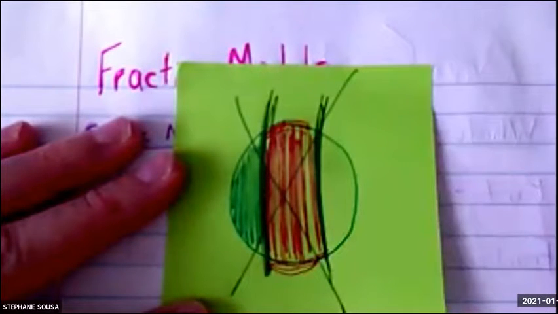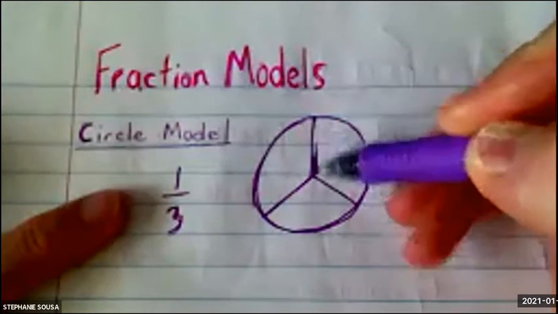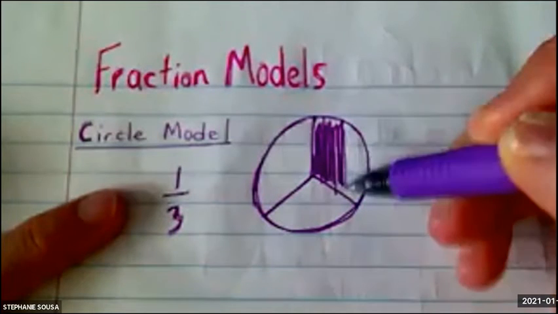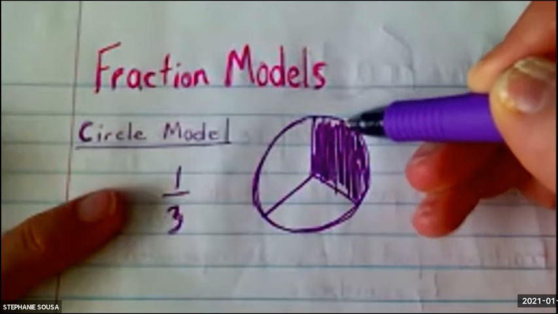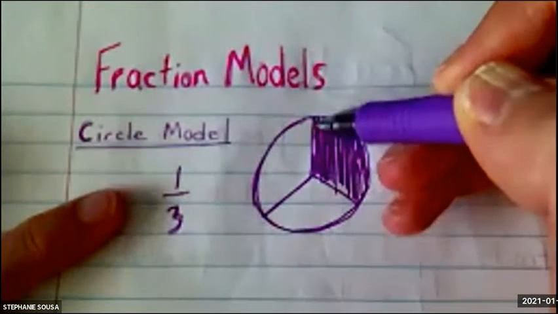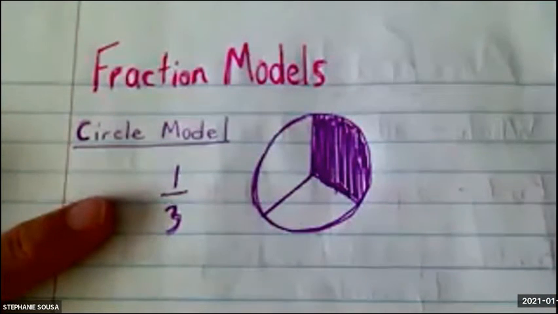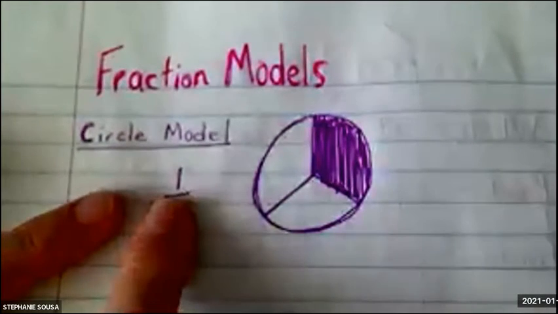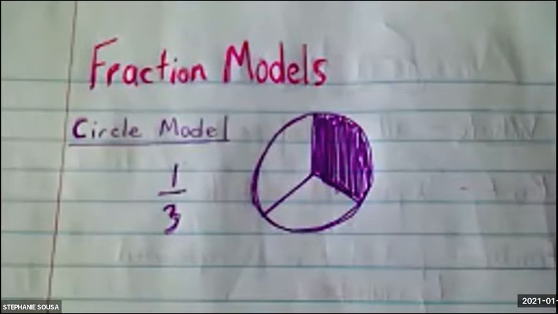Okay. Now, because we said we have 1/3, we're going to shade or color one piece. It doesn't matter what piece you choose. I'm doing the piece on the right side. You might do the bottom piece. You might do the piece on the left, whatever piece you want, but just one of them. Go ahead and color it in. And now you have shown one of the 3 parts, or 1/3.